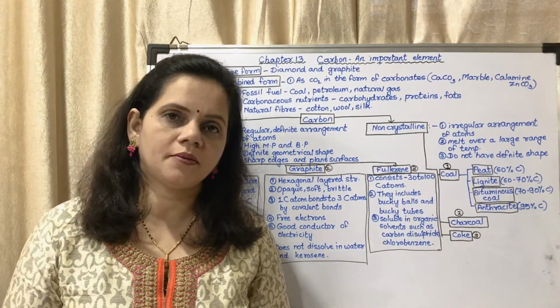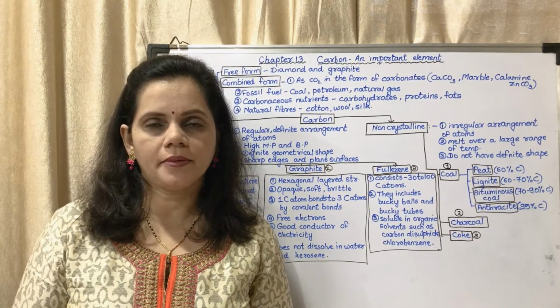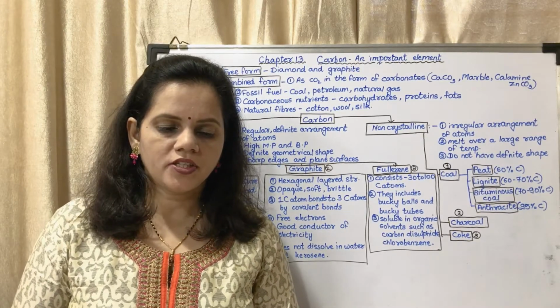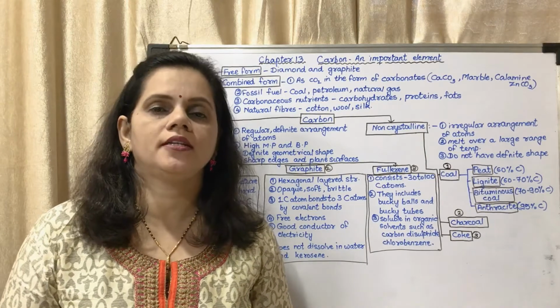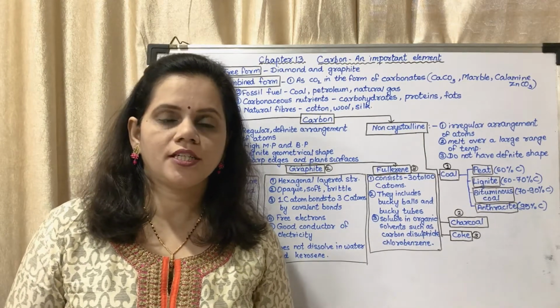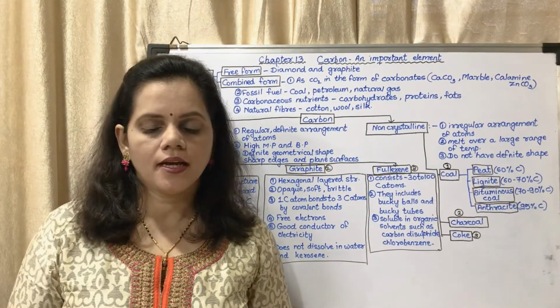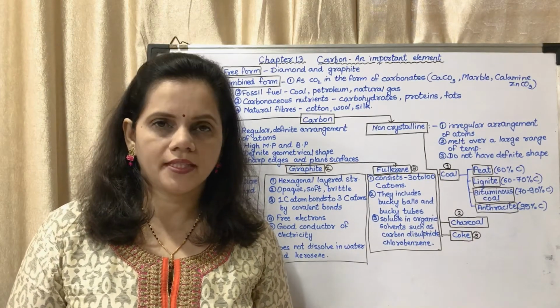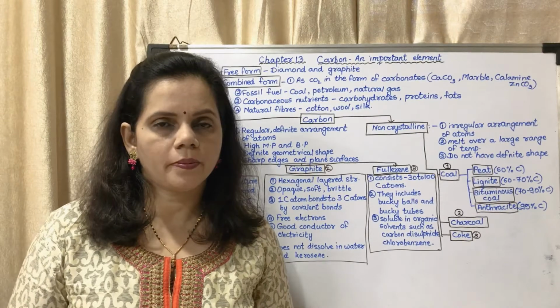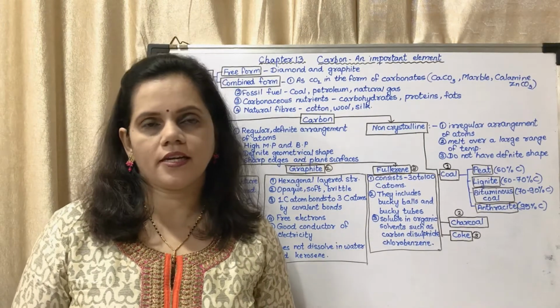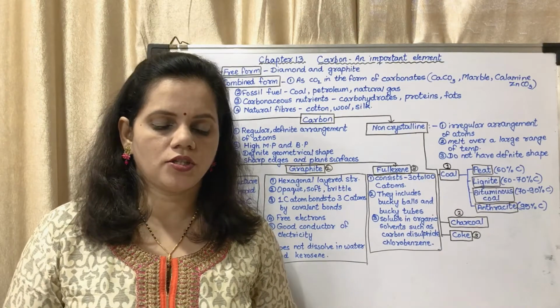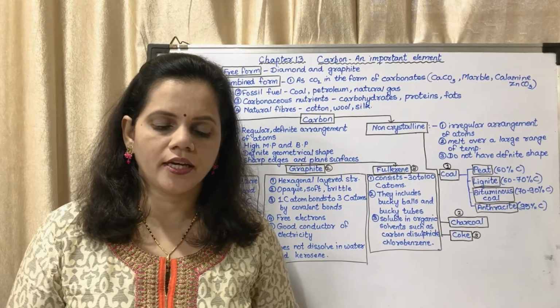Today we will start with chapter 13, an important element. This is a chapter from Science 1. First, what you will be studying in this chapter: carbon, its occurrence, properties, allotropes, hydrocarbons, carbon dioxide and methane, and the occurrence, properties and uses of carbon dioxide and methane. So this chapter could be divided into two parts. The first part I am taking today.